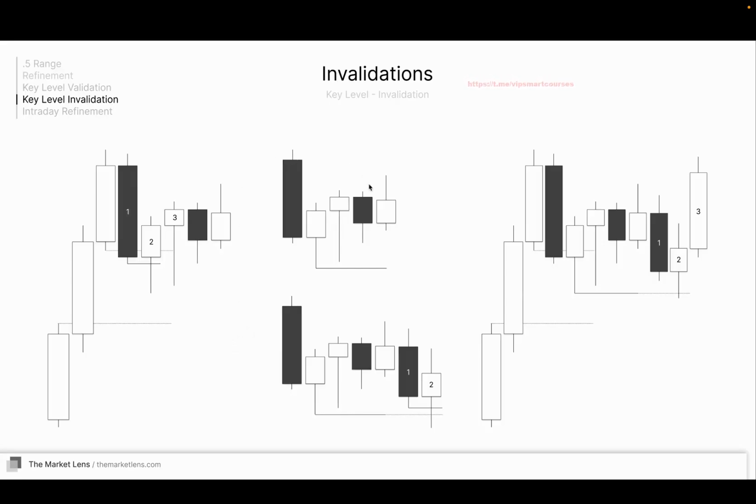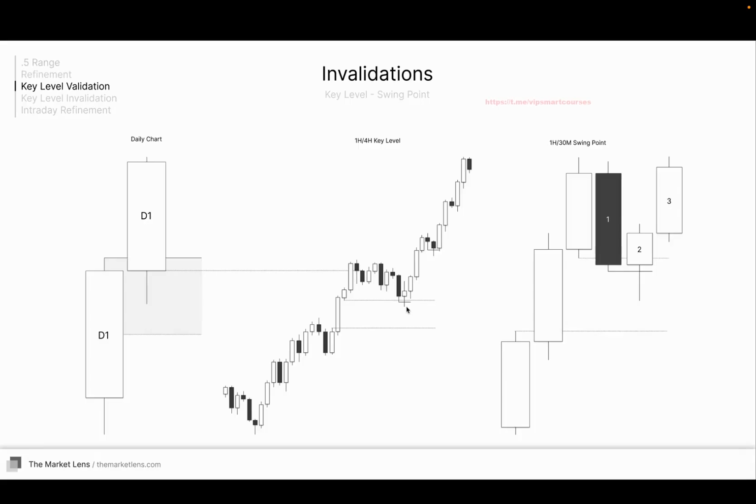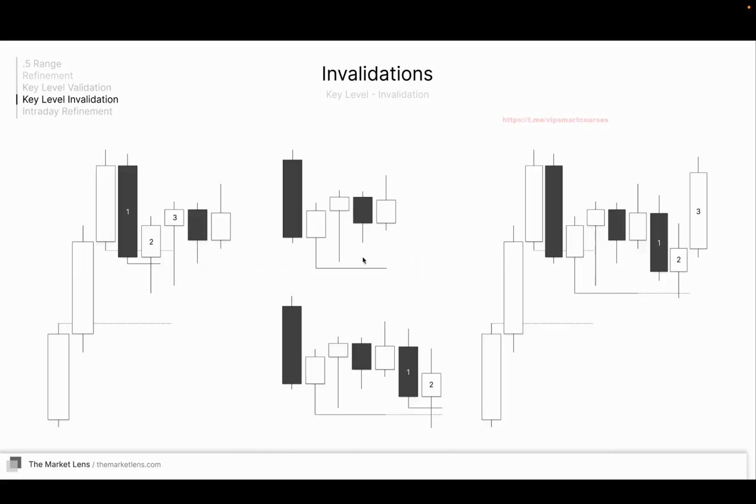So as soon as we engage that level, this is where we look for what? A swing point again, right? It's the same thing. Because that low would be a key level, and the key level invalidation or validation is a swing point, and price must expand away from the swing point.